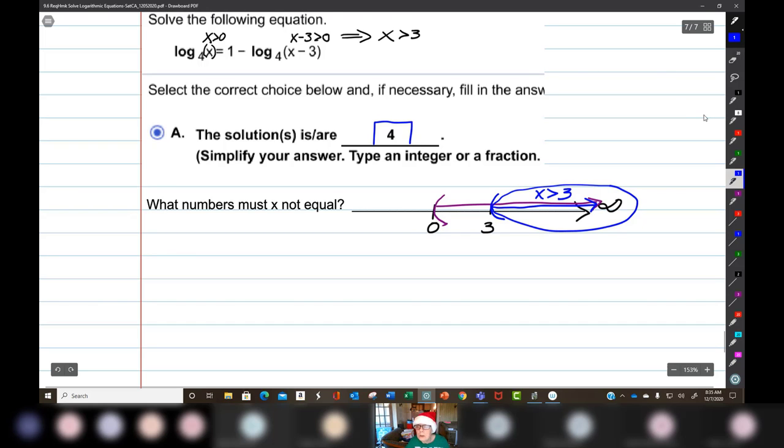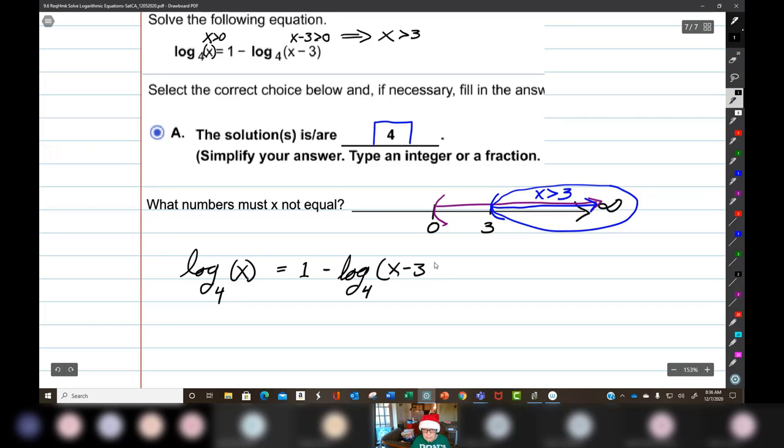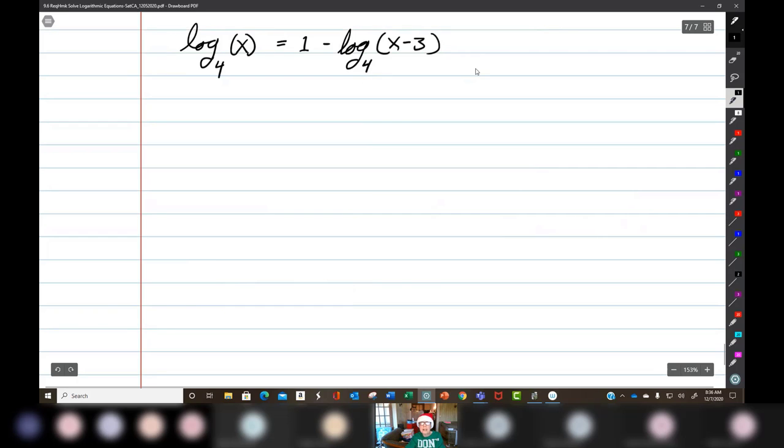All right, now let's write down this equation. I can't scroll up until I write down the equation. Log base 4 of x equals 1 minus log base 4 of x minus 3. Well, I think the easiest thing to do is just to add log base 4 of x minus 3 to both sides. I'm going to do that. So plus log base 4 of x minus 3, plus log base 4 of x minus 3.